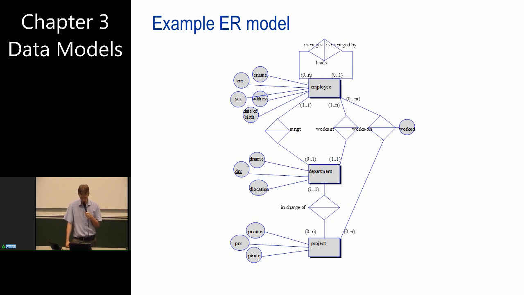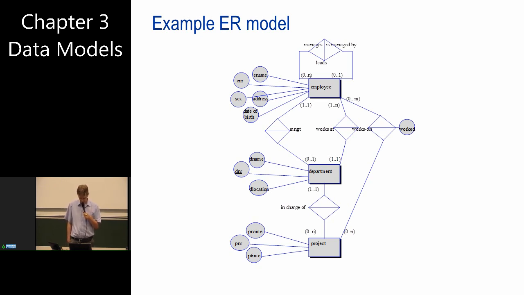An employee is going to work on minimum 1, maximum 1 department, and in a department you have minimum 1, maximum n employees working. Then you have between department and project. A department is in charge of minimum 0, maximum n projects. A project is assigned to minimum 1, maximum 1 department. That means exactly 1 department.